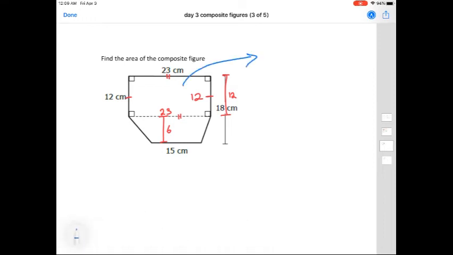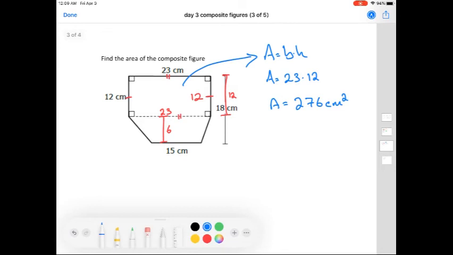Remember, the area for a rectangle is just base times height, where here my base is 23 and the height is 12. When I multiply those together, I get an area of 276 centimeters squared for the rectangle.